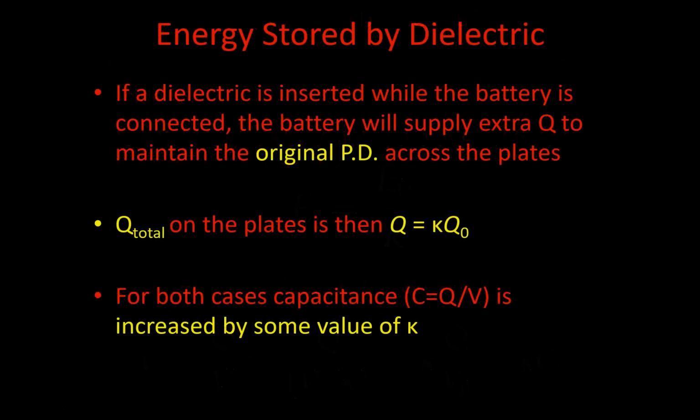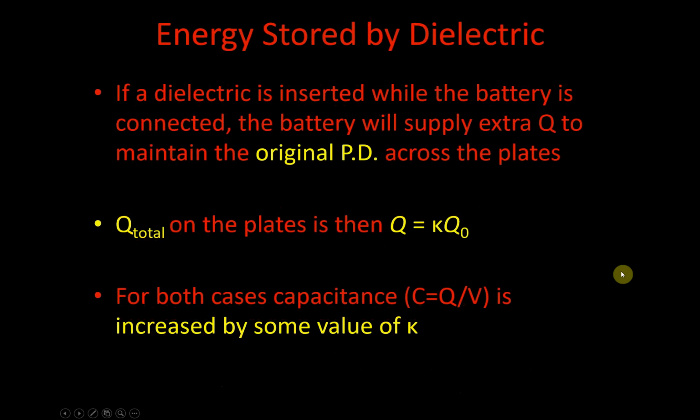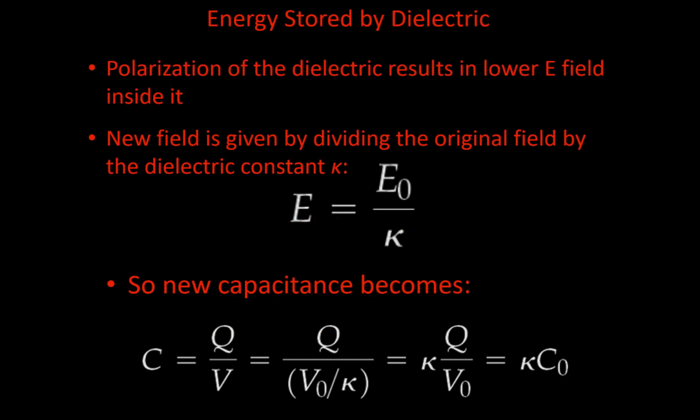This was true, remember, of Q. Q was also the original charge multiplied by K. So if you have some dielectric introduced to your capacitor, you're really just multiplying either the charge or the capacitance by whatever that K number is.